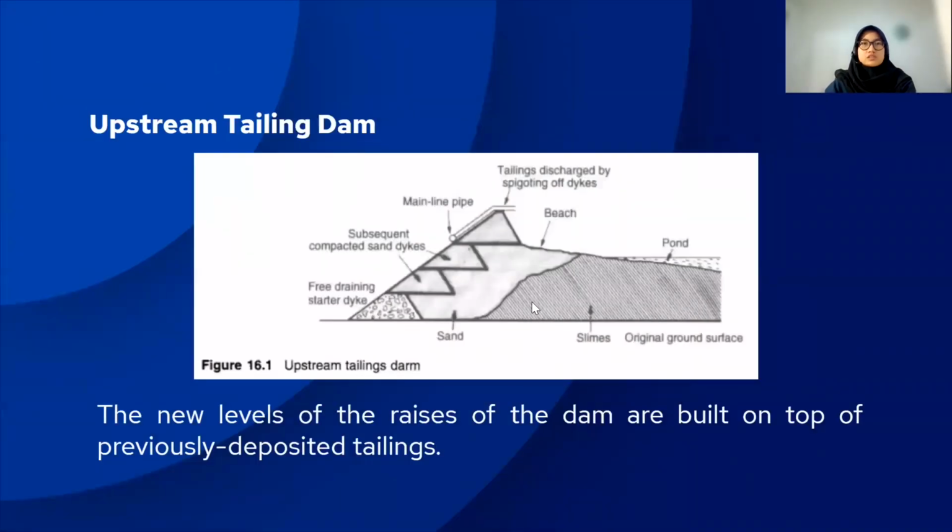The next three construction methods are the conventional ones. So the first is the upstream. The new levels of the raised dam are built on top of the previously deposited tailing. These tailing dams are the cheapest, but they are the most dangerous because the starting dike can liquefy and collapse, making the whole structure unstable.